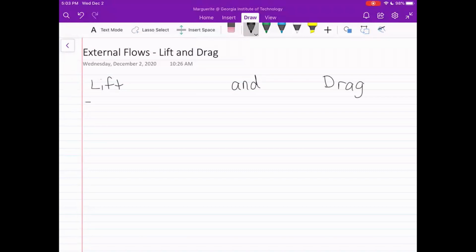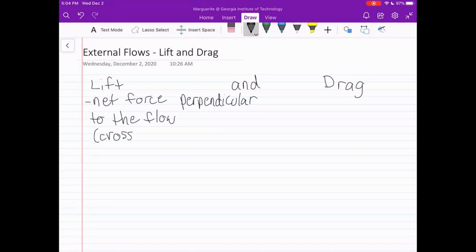And so lift is the net force perpendicular to the flow. This is also called the cross-stream direction, which we talked about a little bit last time. So it's perpendicular to the flow, and it's denoted F_L. Some textbooks will draw a really fancy L, but I can't draw that, so I just do F sub L. But if you see a curly L, it's probably lift.